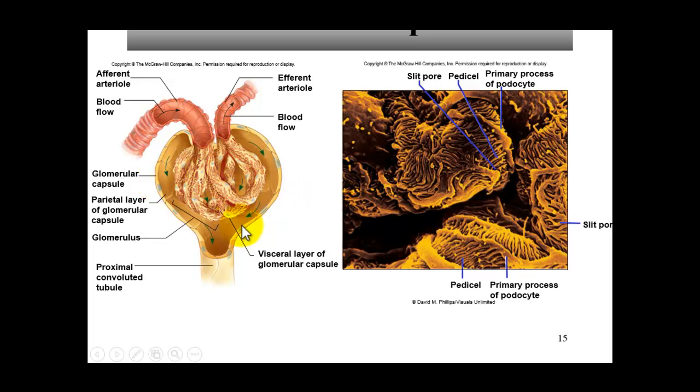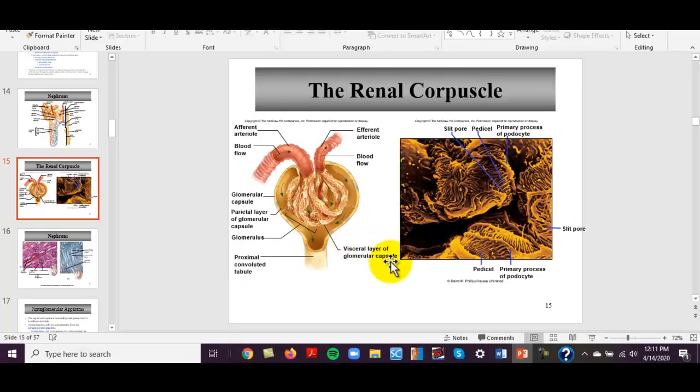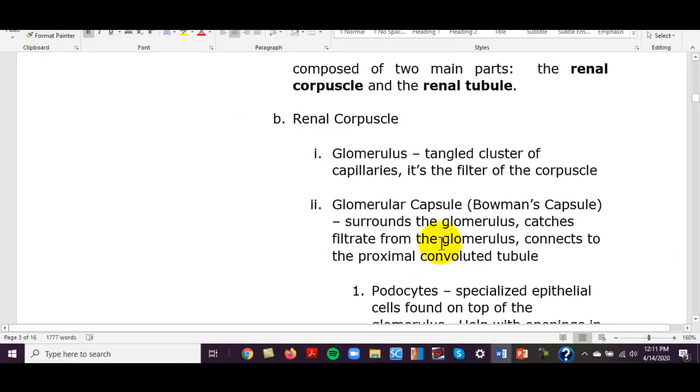And whatever will fit through the little openings gets pushed into this part that's called the glomerular capsule, or Bowman's capsule. And the little yellow looking cells on top, this is a primary process of a podocyte. Those are called podocytes. They're specialized cells that help increase the openings within the glomerulus. The glomerulus is the filter.